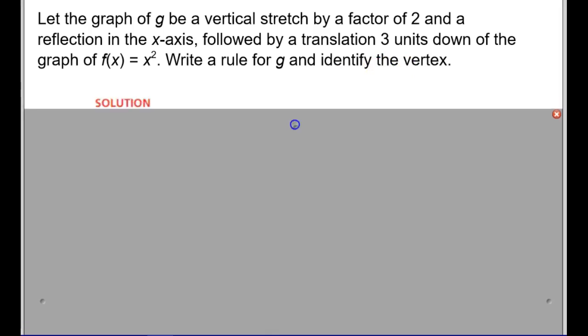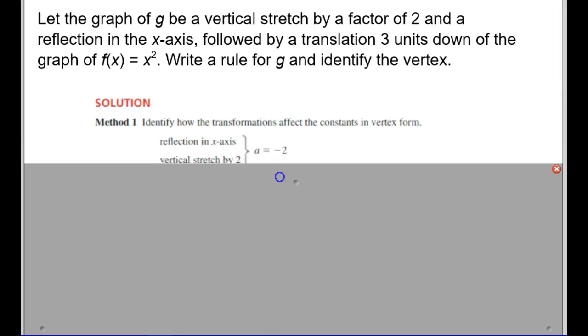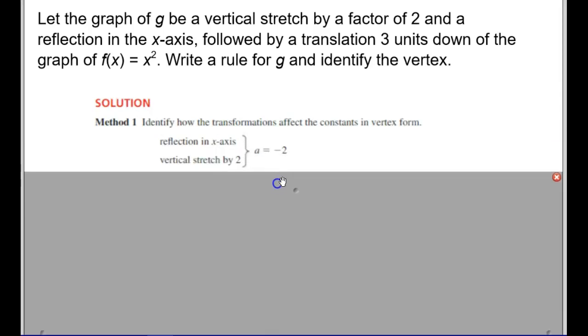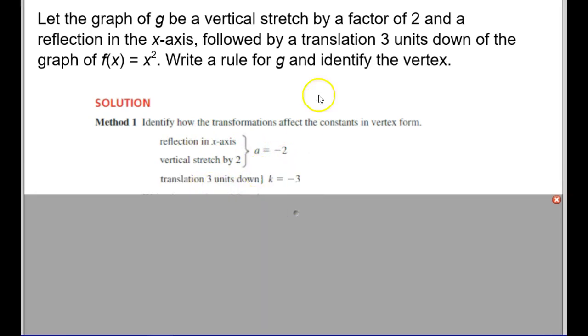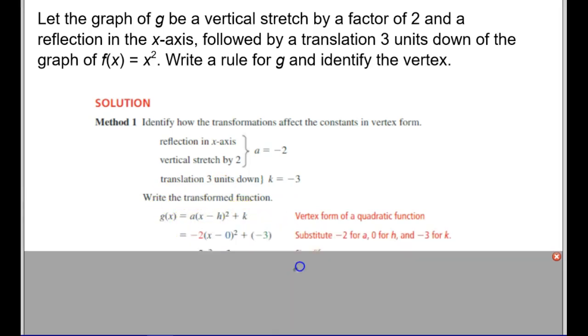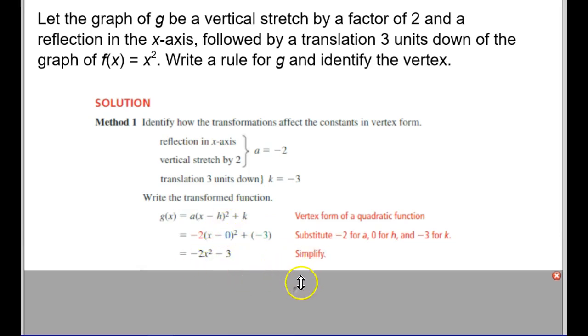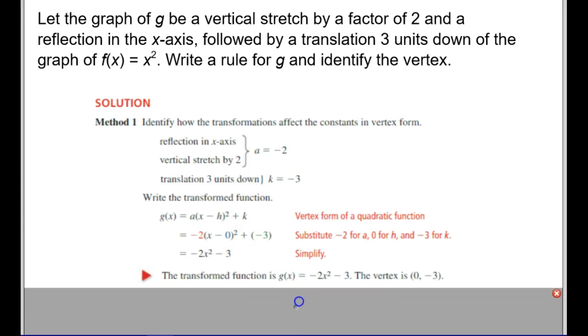Okay, so I'm going to start with my f of x, and we're going to see what happens. I have a reflection. I have a vertical stretch by a factor of 2, which gives me an a value of -2. The negative will reflect it, and the stretch tells me the number there. Then I also have a translation 3 units down, which gives me a k of -3. Now I can write my function. So here's my vertex form, and I can now substitute my a and my k. Since I don't have an h, I can just leave that as 0 and simplify my equation there. Okay, so my transformation leads me to -2x squared minus 3.